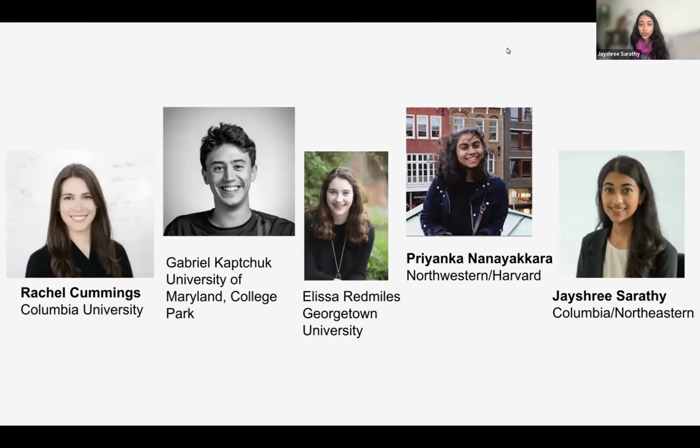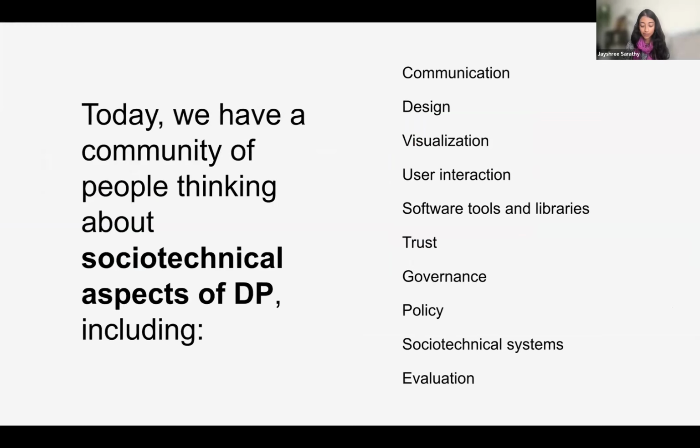Just a quick shout out to my collaborators who co-organized this workshop, Rachel and Priyanka, who are here with you in person, as well as Gabe Kaptchuk and Elissa Redmiles, who were also very pivotal in the planning process. So in this room, we are lucky to have people from a range of disciplines thinking about socio-technical aspects of differential privacy, from communication and design to socio-technical systems and evaluation.